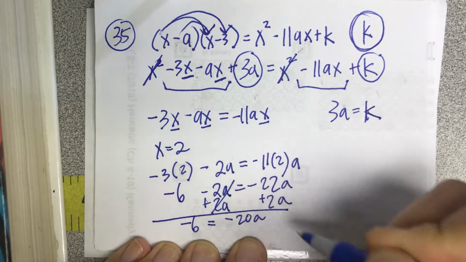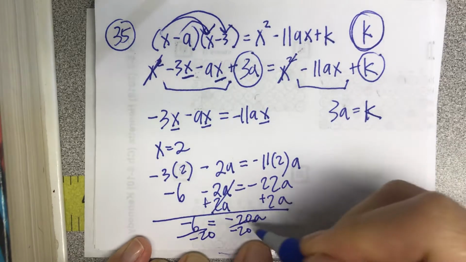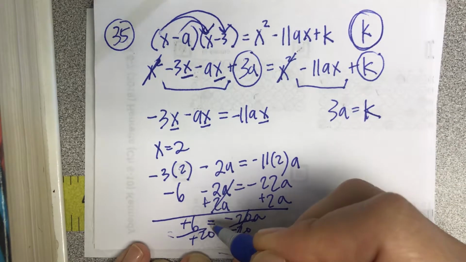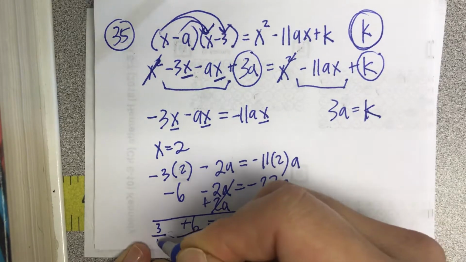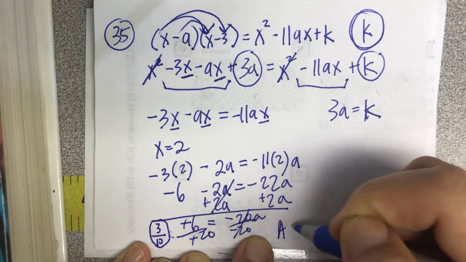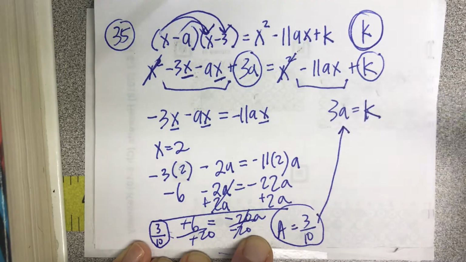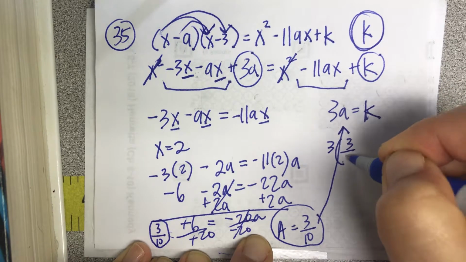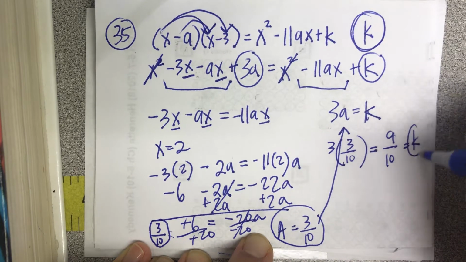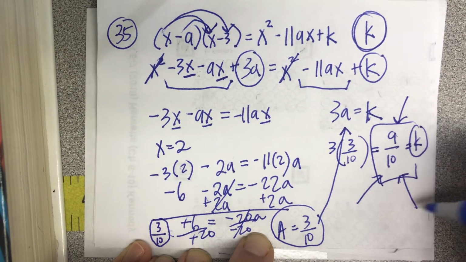How do you solve for the a? Divide out negative 20. Divide out negative 20. That crosses out. The negatives become positives. And we could reduce this to, if we take a 2 out of here, it'll be a 6, 2 out of here would be a 10. It would be 3 over 10. A is going to equal 3 over 10. We're going to just plug that over here. Okay? 3 times 3 over 10 will be k. And that's going to be 9 over 10. So we have now solved for k. The answer is 9 over 10.